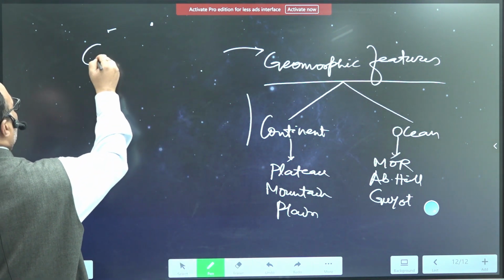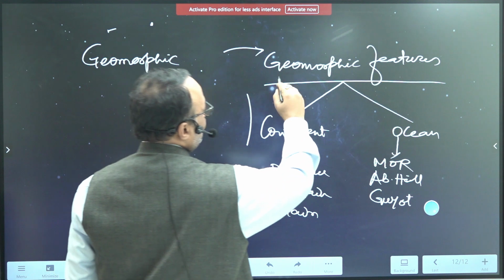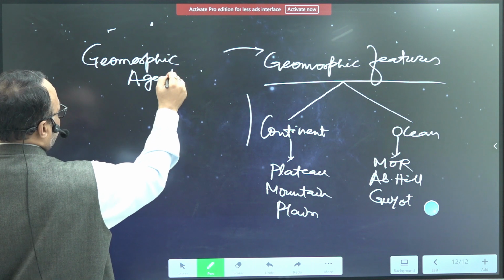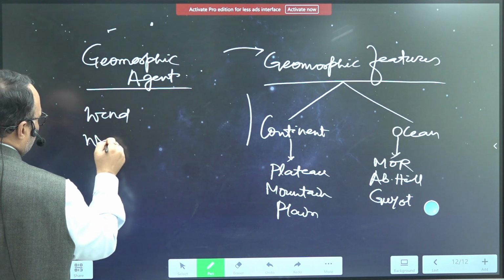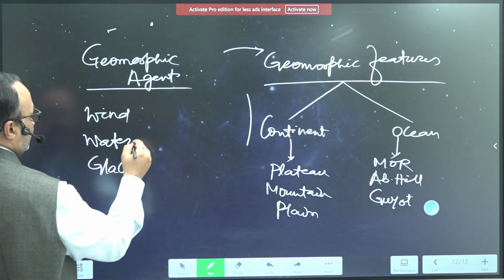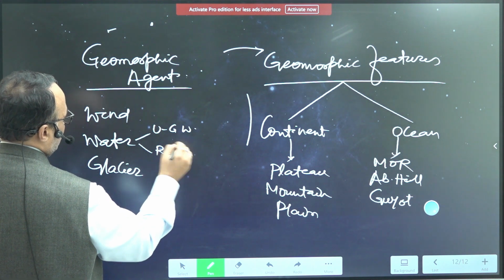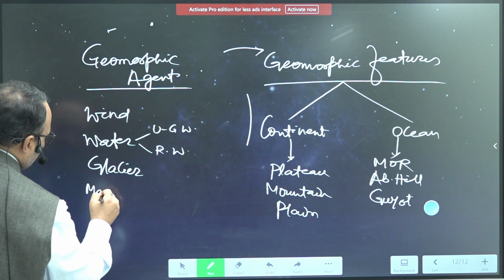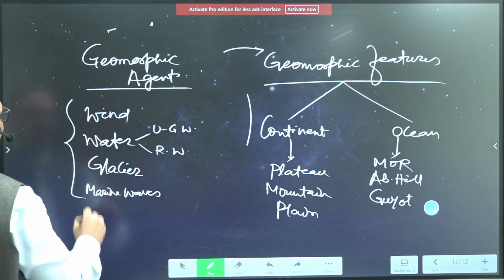So geomorphic agents, think about it. Here I told you geomorphic features, these are the features. Now I am asking you, what are the geomorphic agents? Wind, water, glacier. Inside water, underground water, river water. So wind, water, glacier, and marine waves. So these are the major geomorphic agents.